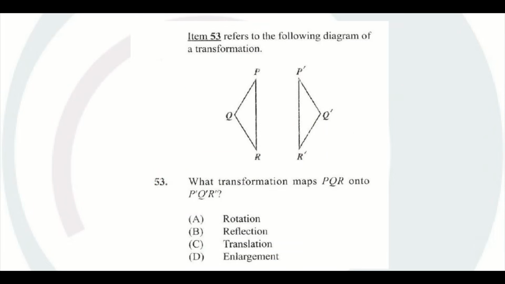Question 53. Item 53 refers to the following diagram of a transformation. What transformation maps PQ onto its image? Now, automatically P facing P, R facing R, they all look equidistant from a mirror line. The mirror line could be right here. I'm going to draw it properly, but I hope my hand can go straight. So automatically, if you hear me talk about a mirror line, you know that it's a reflection.